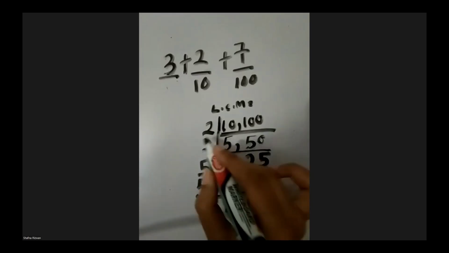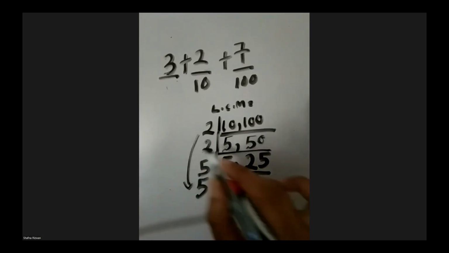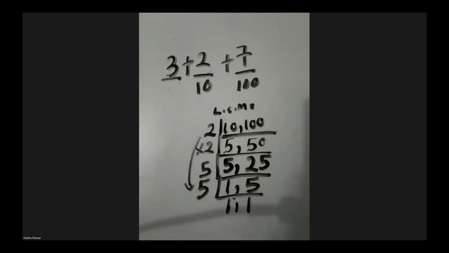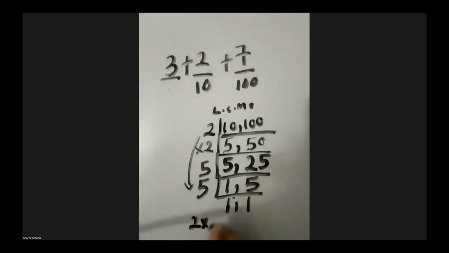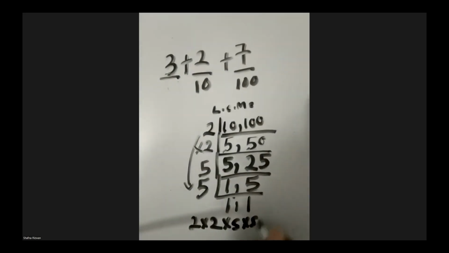To find the LCM, multiply all of these together. 2 multiply by 2 into 5 into 5. 2 by 2 is 4. 4 into 5 is how much? 20. 20 into 5 is how much?